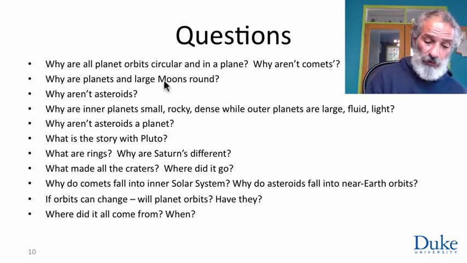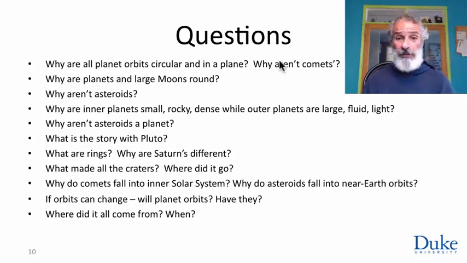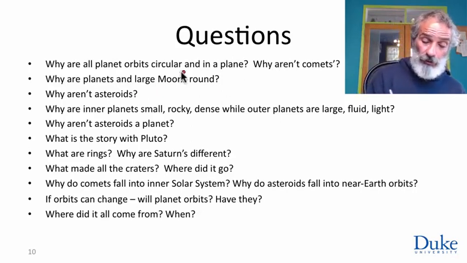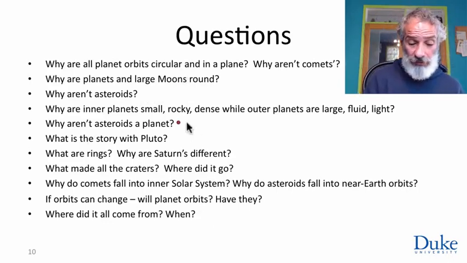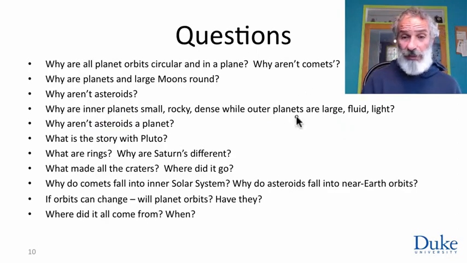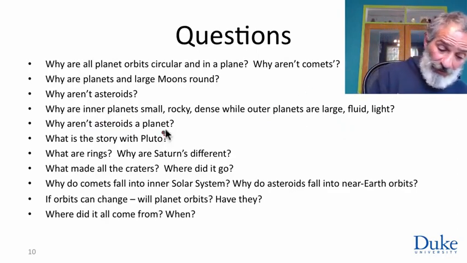Why are all the planet orbits circular? Why are they all in a plane? Why are the comet orbits neither circular nor in a plane? Why are all the planets and the large moons spherical objects? And if so, why are the asteroids not? Why are there 2 kinds of different planets? Why are there inner planets of one kind and outer planets of a completely different species of objects? Why aren't the asteroids a planet?